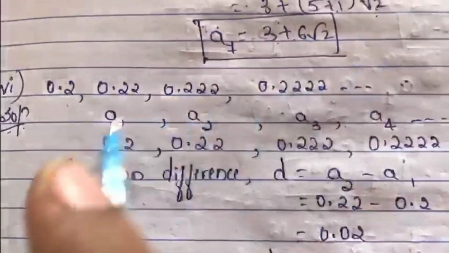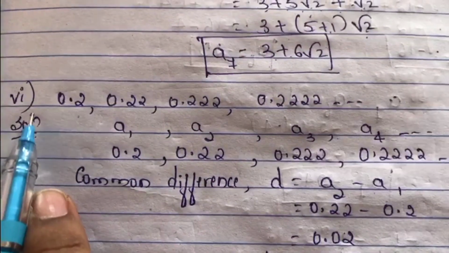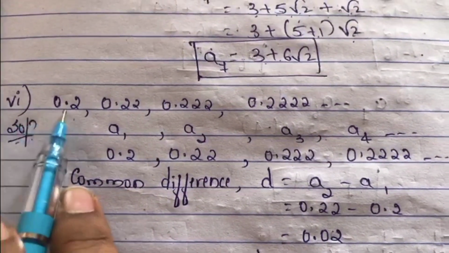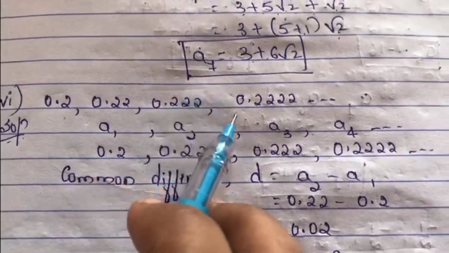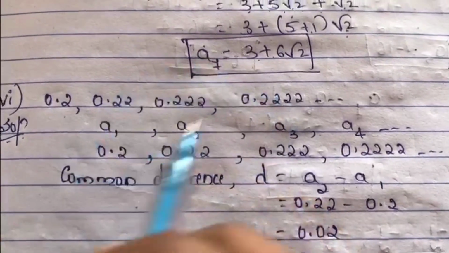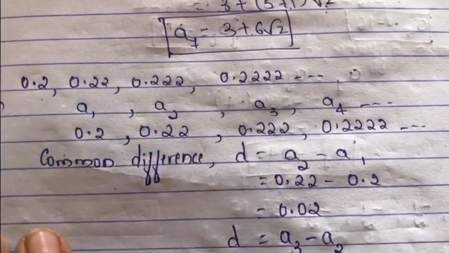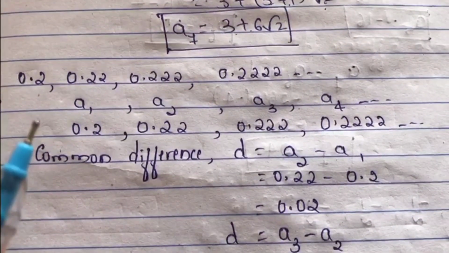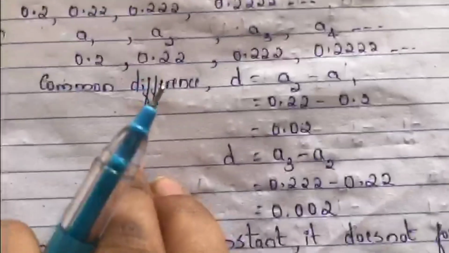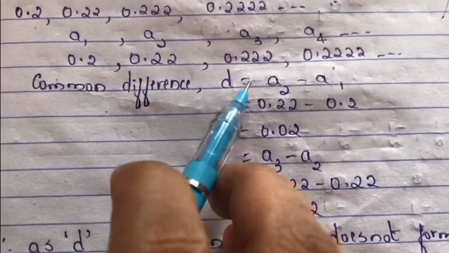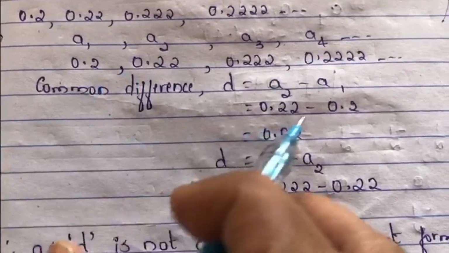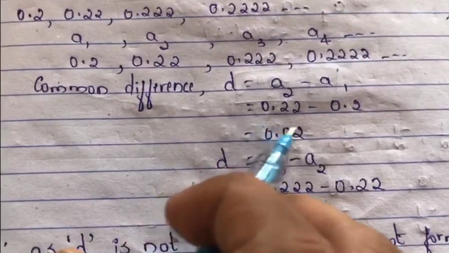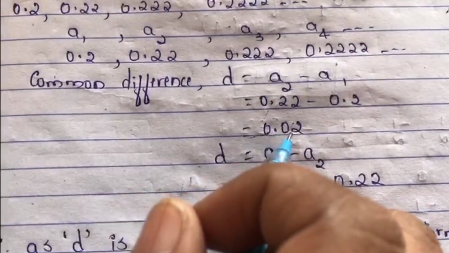Next problem. The given problem is 0.2, 0.22, 0.222, 0.2222 and so on. We need to find the common difference, and find out whether it forms an AP or not. Let's continue. The common difference is equal to A2 minus A1. Here A2 is 0.22 and A1 is 0.2. If we subtract them, we will get 0.02.